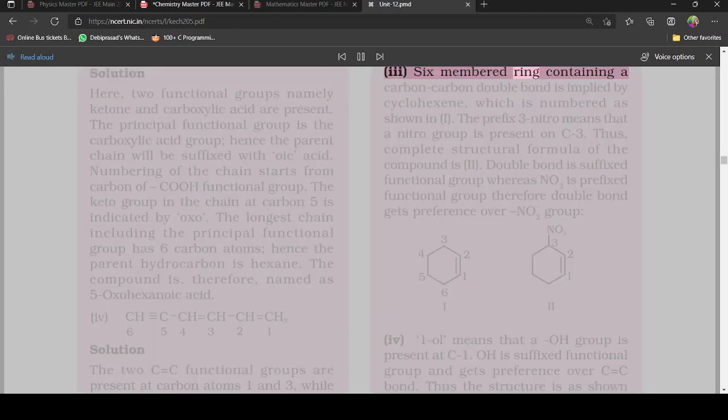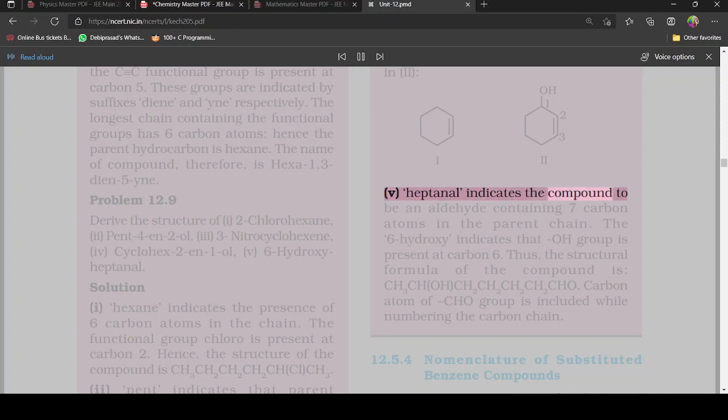3. A 6-membered ring containing a carbon-carbon double bond is implied by cyclohexene, which is numbered as shown in I. The prefix 3-nitro means that a nitro group is present on C3. Thus, the complete structural formula of the compound is II. The double bond is a suffixed functional group whereas the NO2 group is a prefixed functional group, therefore the double bond gets preference over the NO2 group. 4. 1-ol means that an OH group is present at C1. OH is a suffixed functional group and gets preference over the C=C bond. Thus the structure is as shown in II.